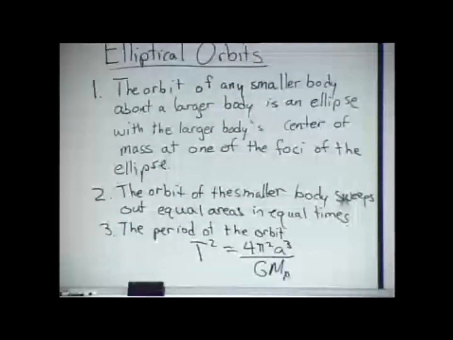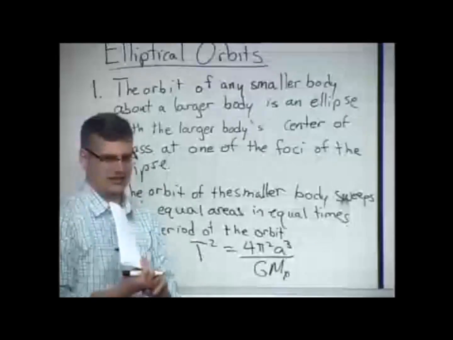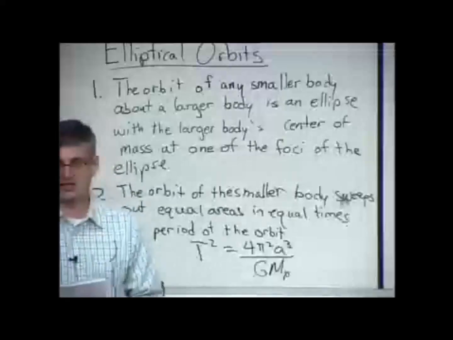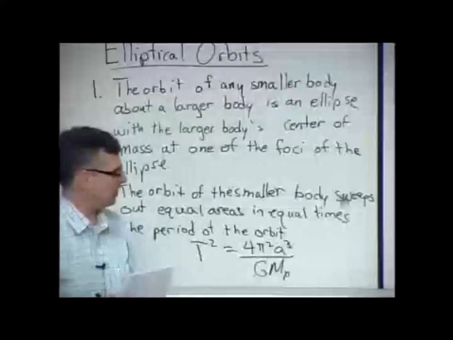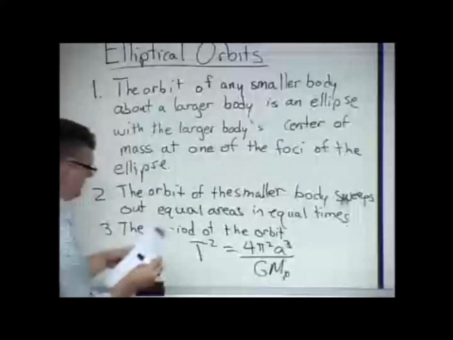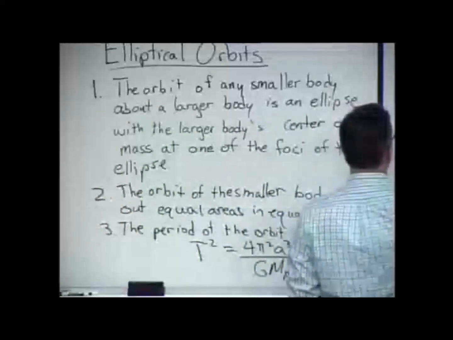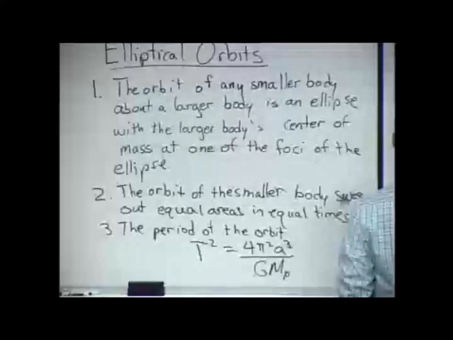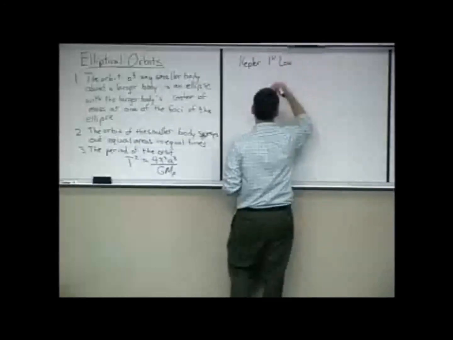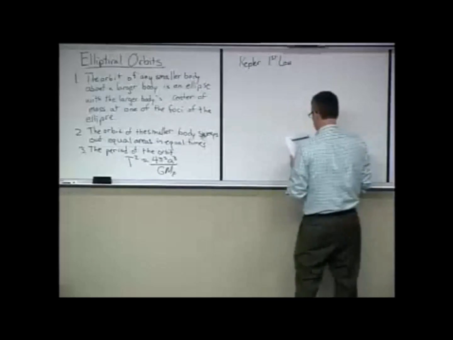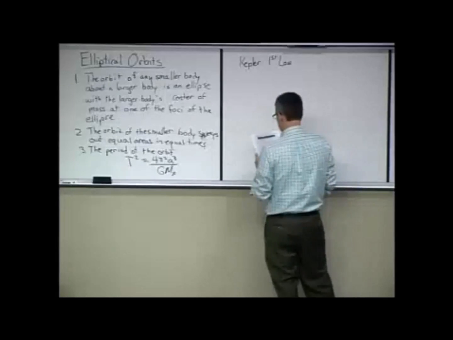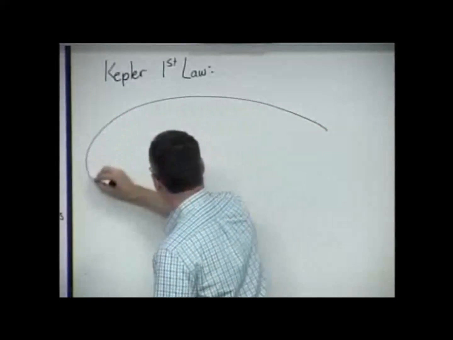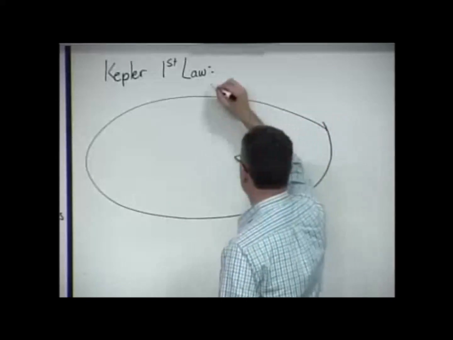And that's it. If you know those 3 rules, you know everything you need to know in this class about elliptical orbits. Now let's review a little bit of high school geometry just to figure out what these actually mean. Kepler's first law requires you to be able to parse elliptical geometry. So let's do that very quickly.